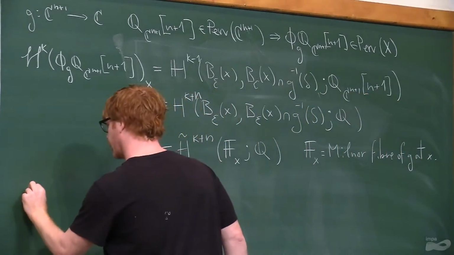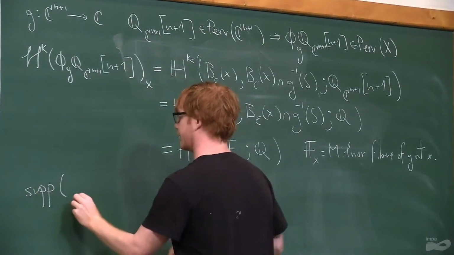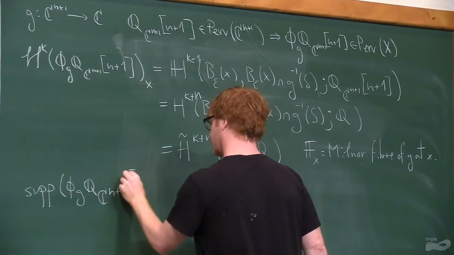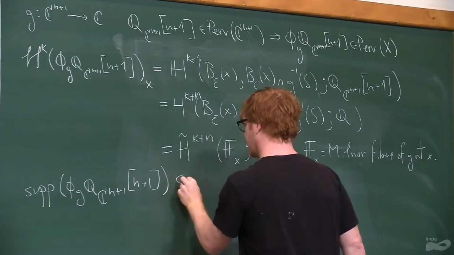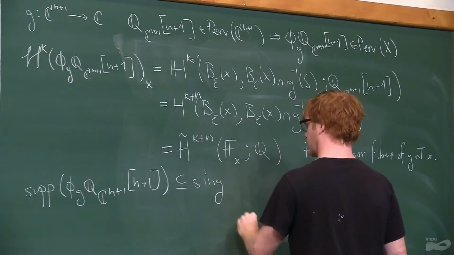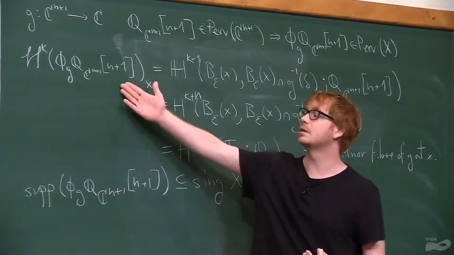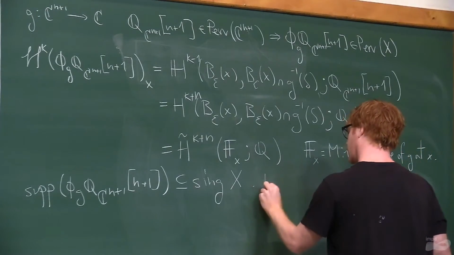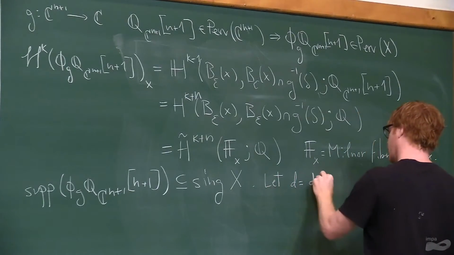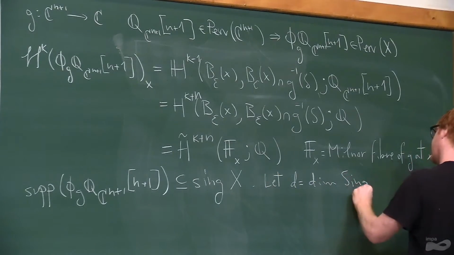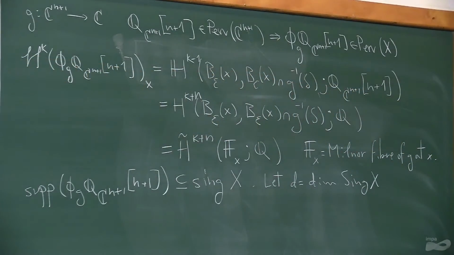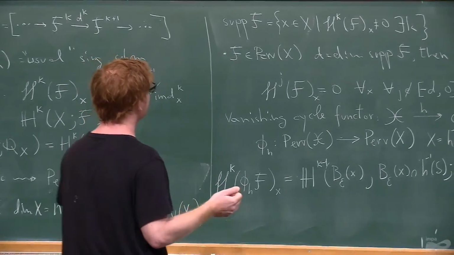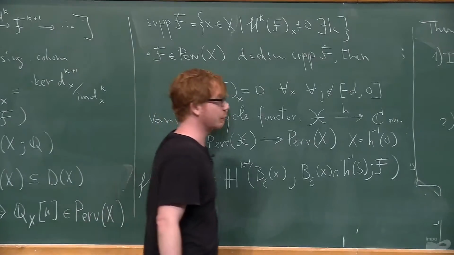So what I know is that the support of this sheaf has to be contained in the singular locus of X, because on regular points, there is no stalk cohomology for this sheaf. Okay? And that is all we need, because now, if we let D be the dimension of this singular locus of X, now we are going to apply something here. But we are going to apply it on 0.